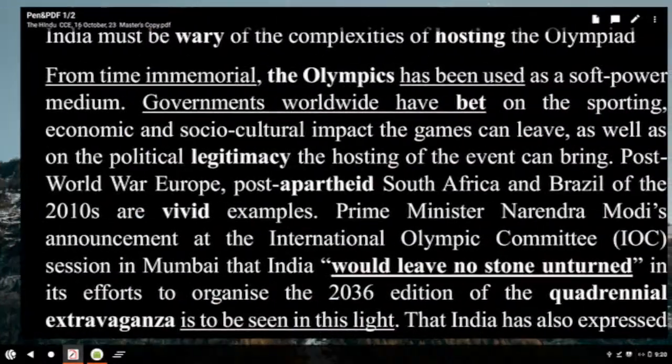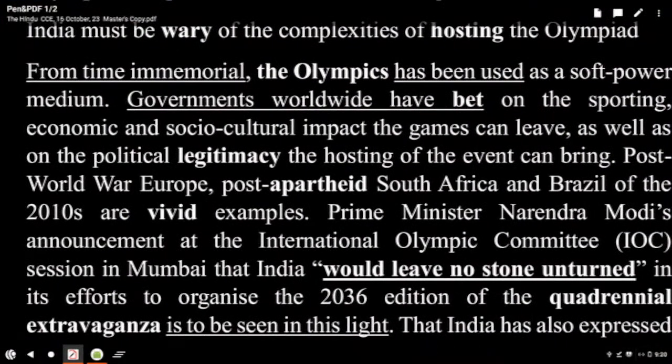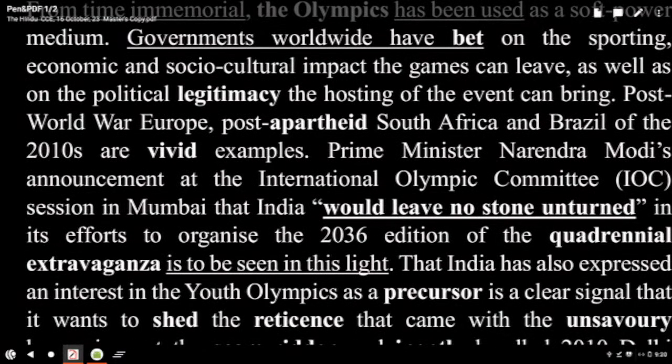An important word. It talks about the impact and benefits of hosting this particular event. Then the editorial tries to give examples of what the benefits are of hosting an event like the Olympics. Post-World War Europe, post-apartheid South Africa, and Brazil of the 2010s are vivid examples. So after World War, when Europe hosted, they got some political mileage, they got some benefits. And after that, South Africa hosted. After apartheid, blacks suffered a lot because of this apartheid policy. Who changed that policy? Nelson Mandela.